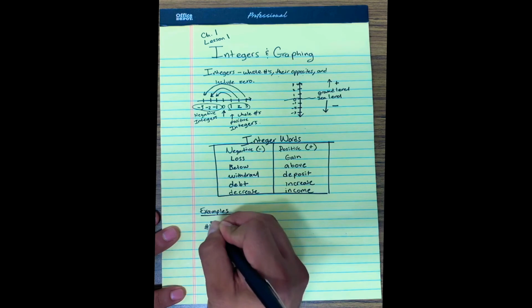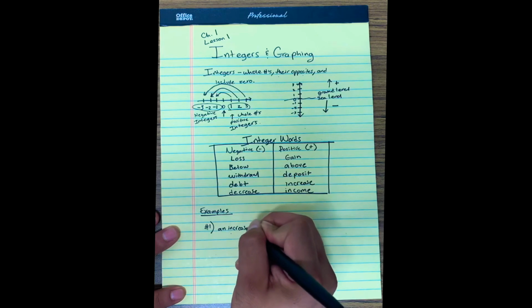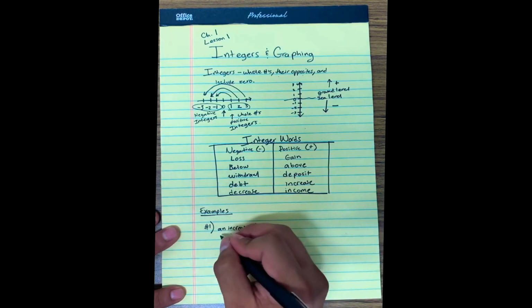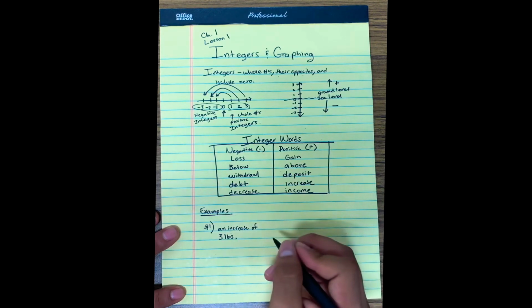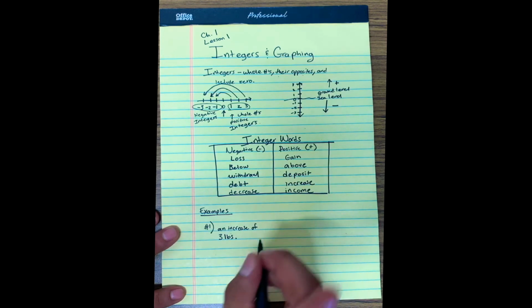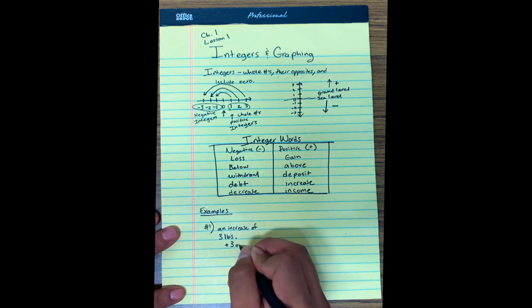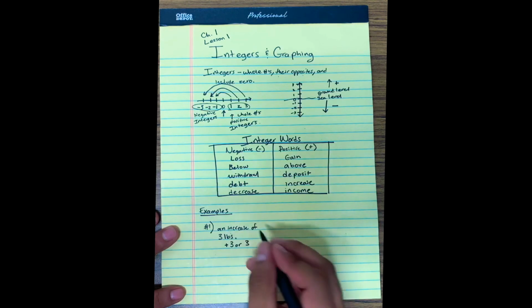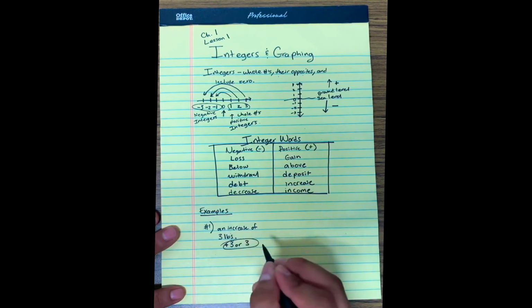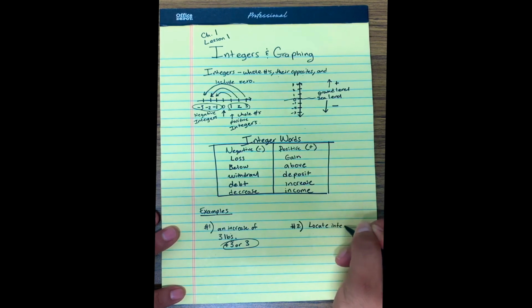So for examples, I'm going to give you a situation and you're going to think of an integer that can represent that situation, like the examples I was just talking about. So this example says an increase of 3 pounds. An increase of 3 pounds. What integer would you give that? Think about it. Think about increase. It would be positive, right? So if it's increasing 3 pounds, an increase of 3 pounds, it would be a positive 3. That would be your integer that you would use to represent that situation.